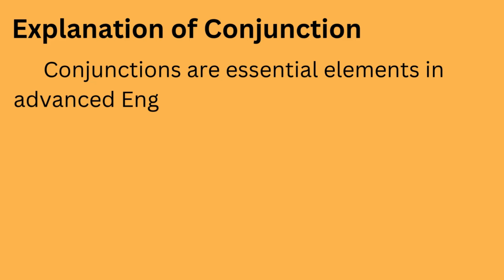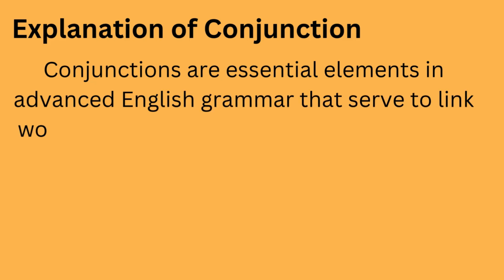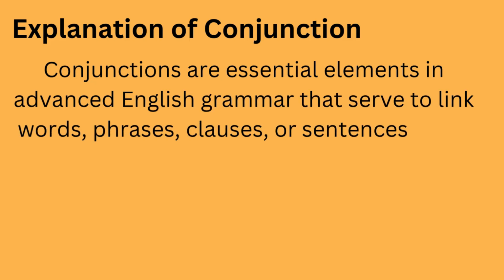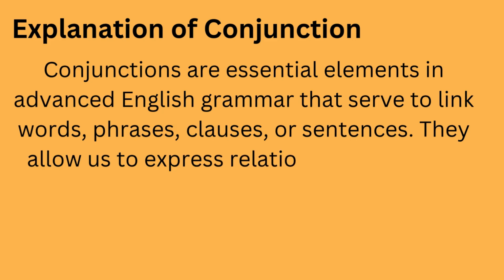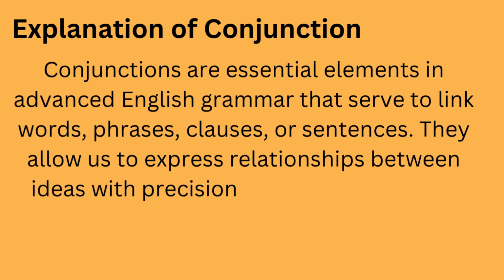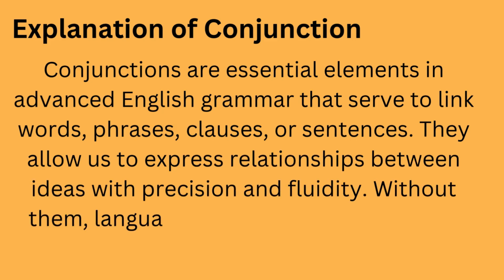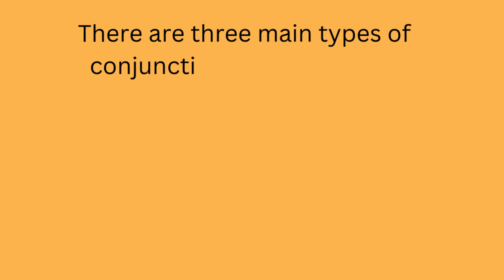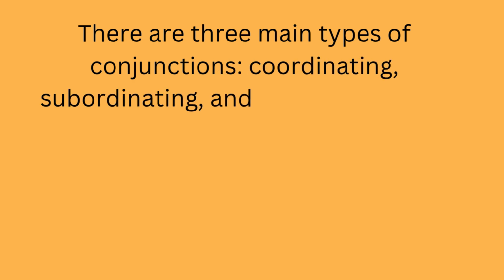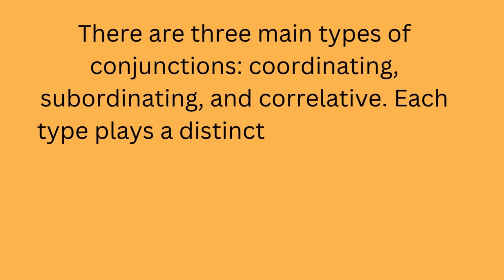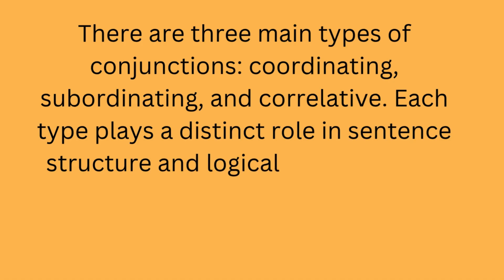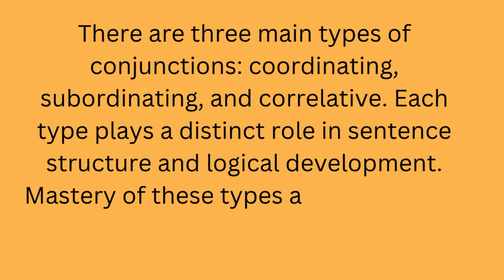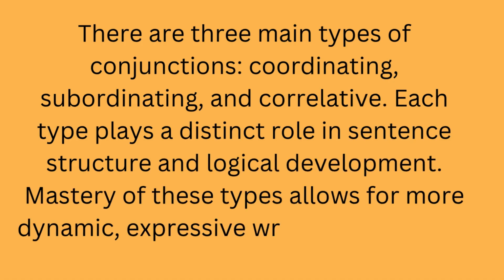Explanation of conjunctions. Conjunctions are essential elements in advanced English grammar that serve to link words, phrases, clauses, or sentences. They allow us to express relationships between ideas with precision and fluidity. Without them, language becomes fragmented and lacks coherence. There are three main types of conjunctions: coordinating, subordinating, and correlative. Each type plays a distinct role in sentence structure and logical development. Mastery of these types allows for more dynamic, expressive writing and speech.